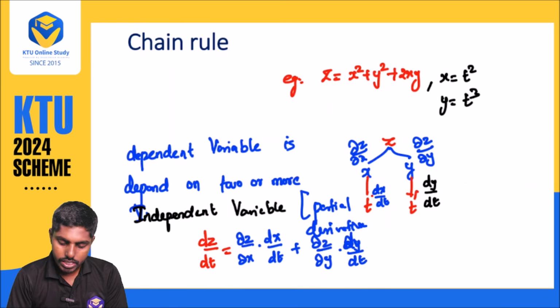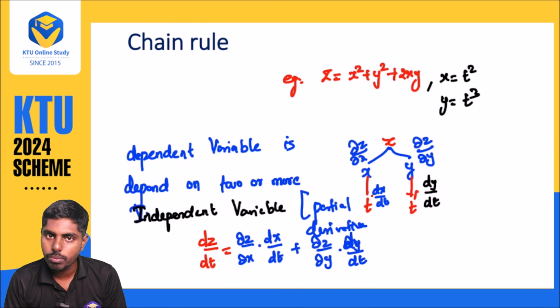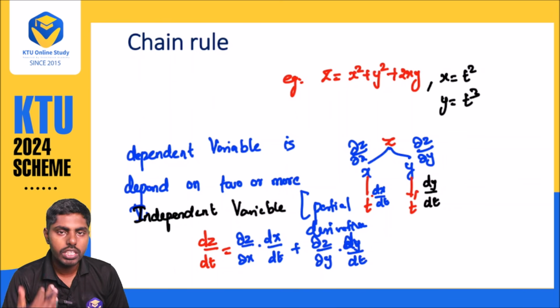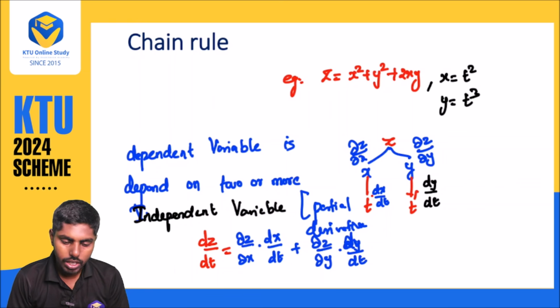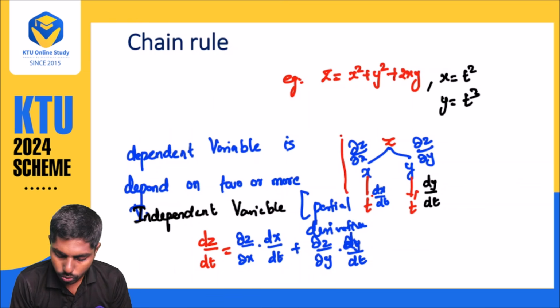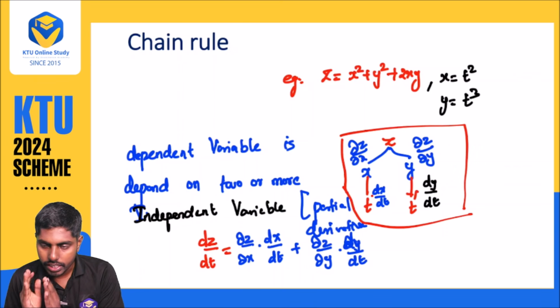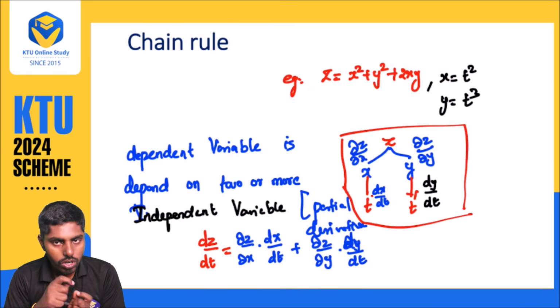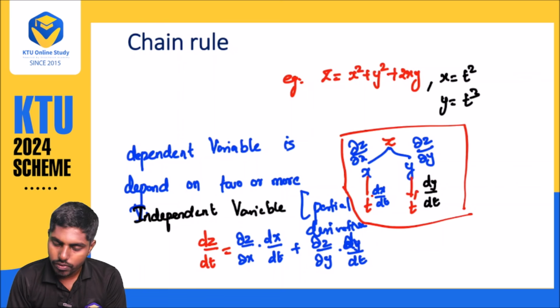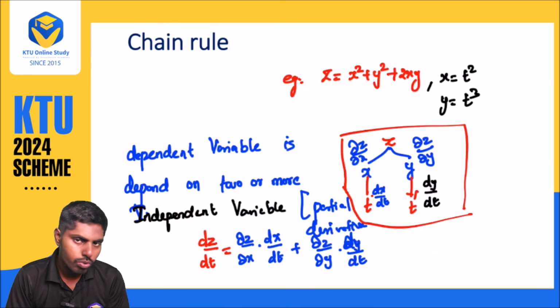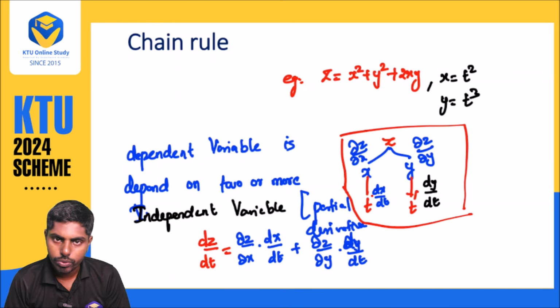Previously we have learned this. Here it is two variables. In the third model they are asking about three variables. This is the difference between the third model and the second model. Now we will go directly into the sum. You want to understand how to identify the difference between partial differentiation and ordinary differentiation. So always draw a diagram, which will be helpful for you to solve the sum.